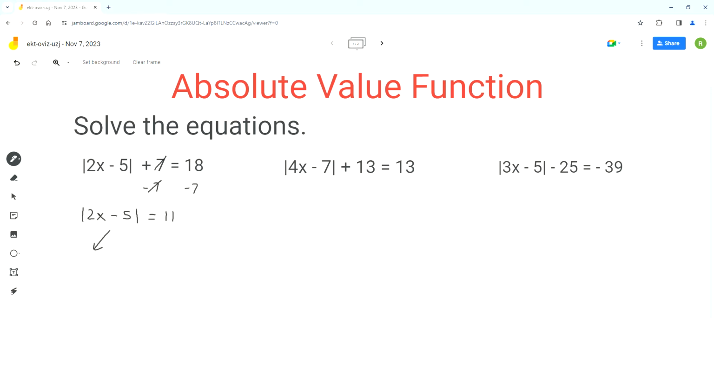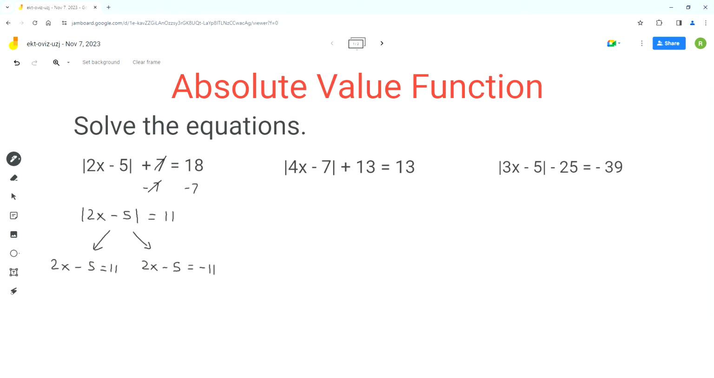The first case is the positive case: 2x minus 5 is equal to 11. And the second case is that 2x minus 5 is equal to negative 11. Now we have to solve these two cases. We can start with the left side, so we have to isolate x.